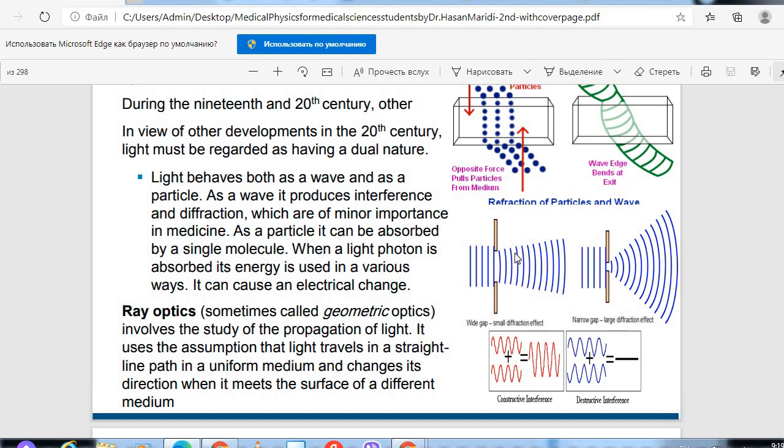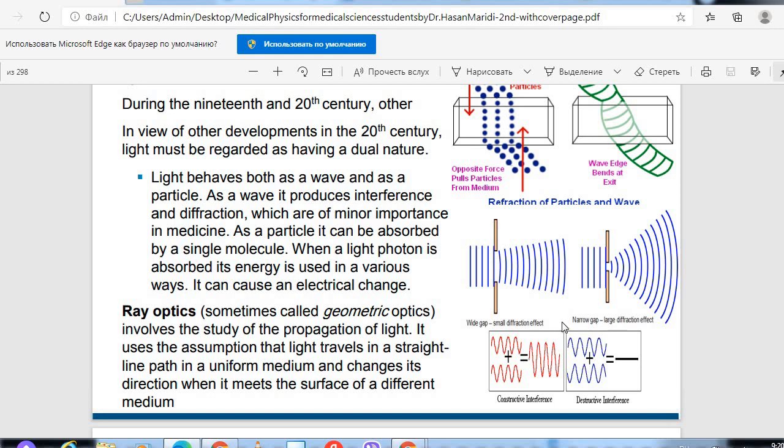So the narrow gap gives us a very large diffraction effect, much larger than the wide gap. The small diffraction effect is rather small. And the lower picture gives us the difference between constructive interference and destructive interference.